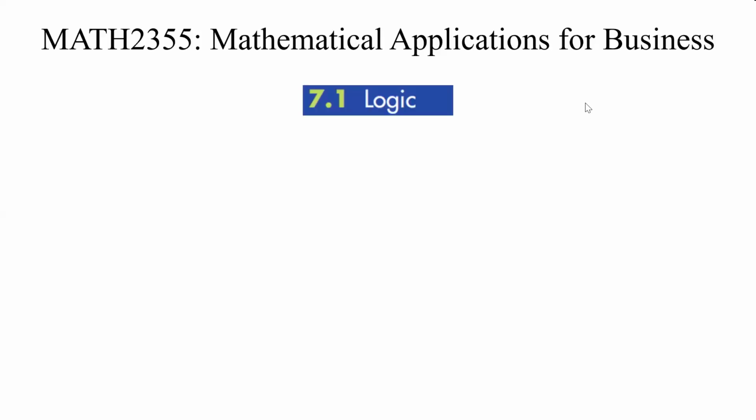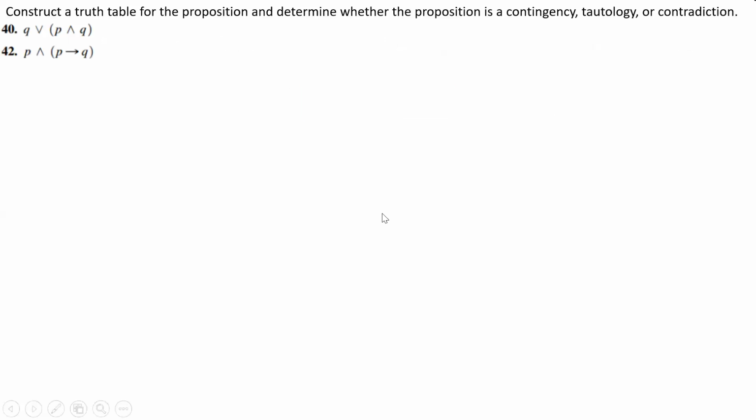Okay, so what we're going to do here is start working exercises out of the book. This is on 7.1 on logic. First off, we're going to construct a truth table for the proposition given, and then determine whether the proposition is a contingency, a tautology, or a contradiction. All right, so first things first. We'll make a truth table for 40.